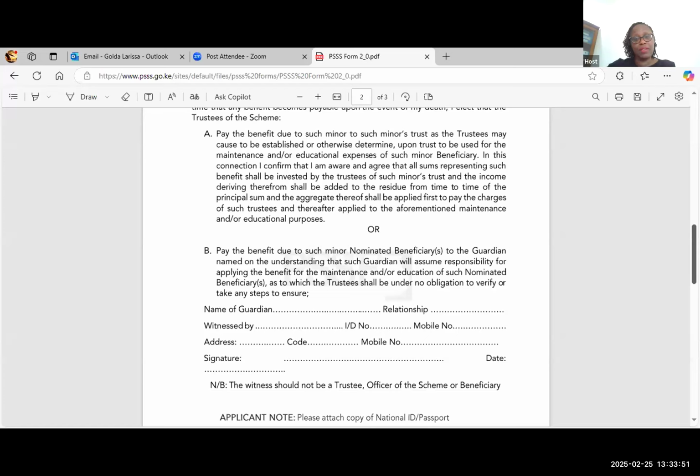So there are two options. You have nominated beneficiaries who are minors. You can have the guardian who comes in and takes care of them, and we would pay the guardian some money to take care of these children. Or you can allow the trustees to hold the funds in trust for the children. And in case the children are orphans, then we can take care of their maintenance or educational expenses based on the information that we will have from the schools that they attend.